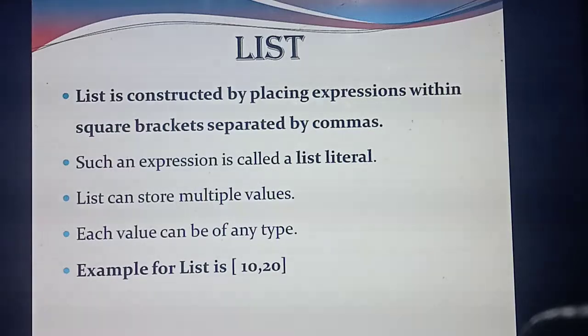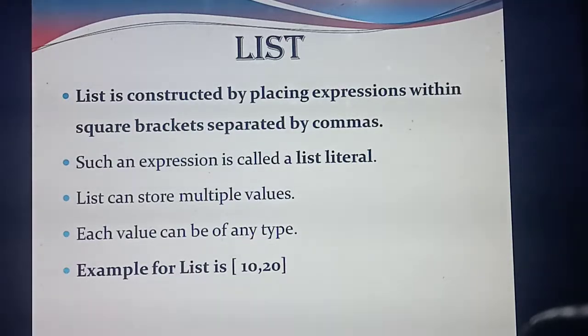What's the definition? A list is constructed by placing expressions. You place expressions, maybe numbers, variables or alphabets or anything, enclosed within square brackets and separated by commas. Maybe a comma b comma c, or 1 comma 2 comma 3, or x square comma y square. Whatever things you are placing inside the square bracket, we call that a list literal.